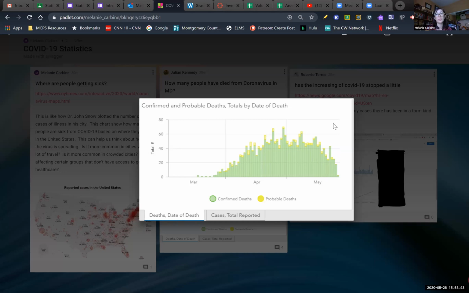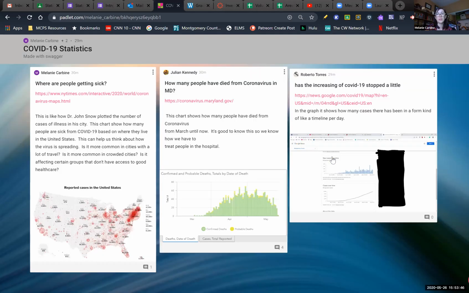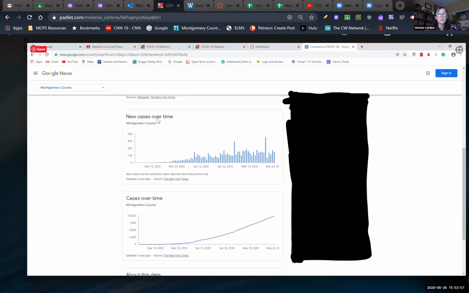But then Roberto has this one. His question is, has the increasing of COVID-19 stopped or slowed? This graph shows how many cases there have been in a form like a timeline per day. This actually is our county, Montgomery County. And you can see, again, it starts in March and it goes up. There are a couple of spikes having to do with record keeping, but it's still kind of high. Or it's starting to level off, but it hasn't gone down yet, which is why in Montgomery County, things have not quite reopened. So those are actually two really good examples.